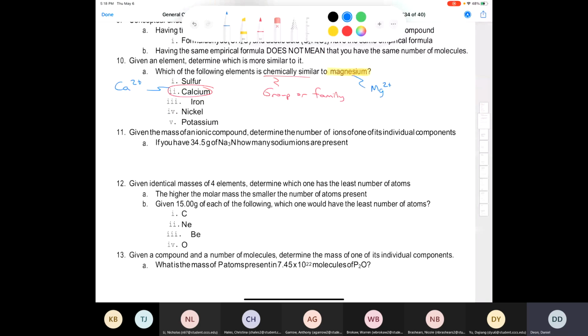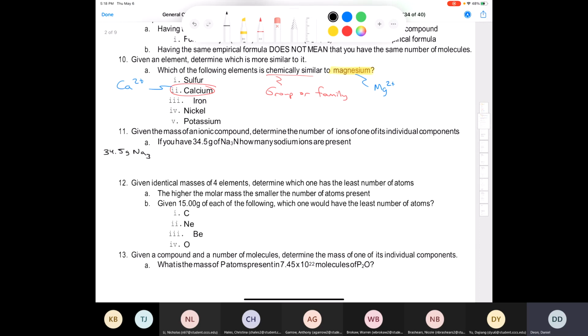Given the mass of an ionic compound, determine the number of ions of one of its individual components. If you have 34.5 grams of sodium nitride, how many sodium ions are present? Let's see if we can solve this by dimensional analysis. I realize there's not a ton of room on here, but I think we can do it. If we have 34.5 grams of sodium nitride, and I've already looked up the molar mass of sodium nitride.